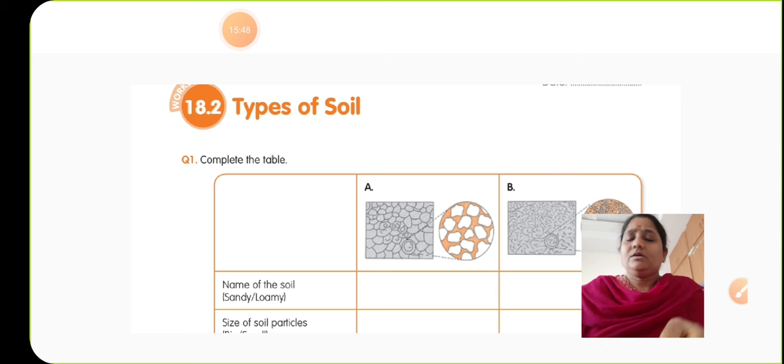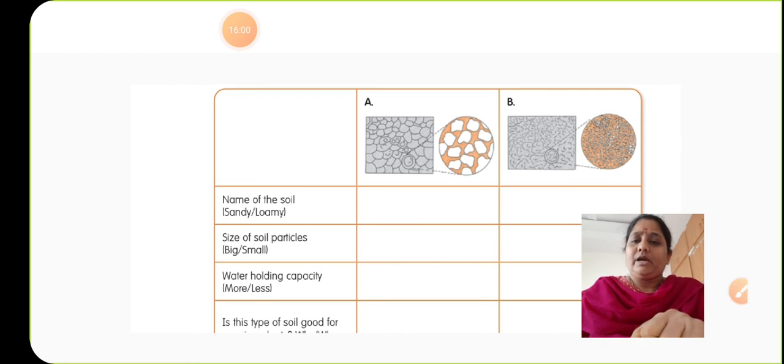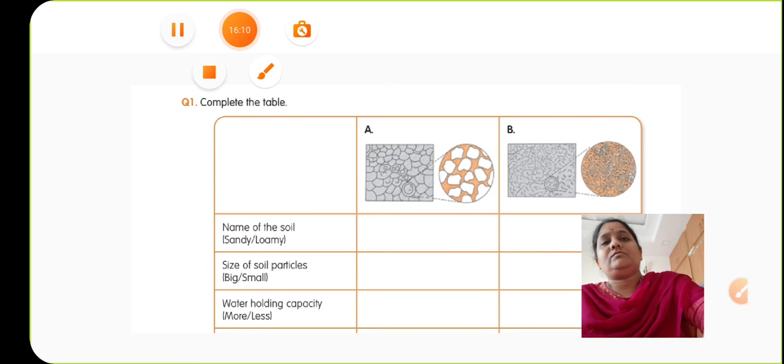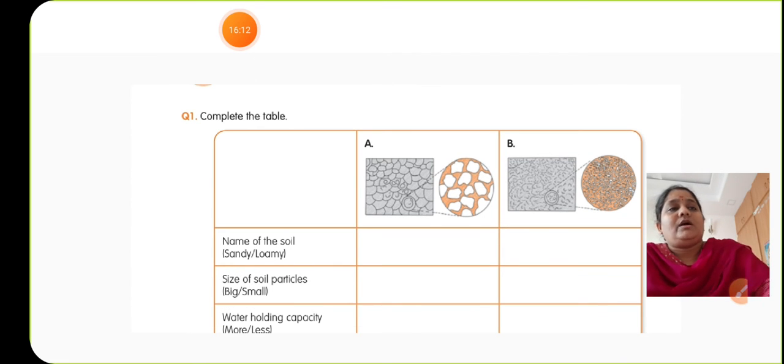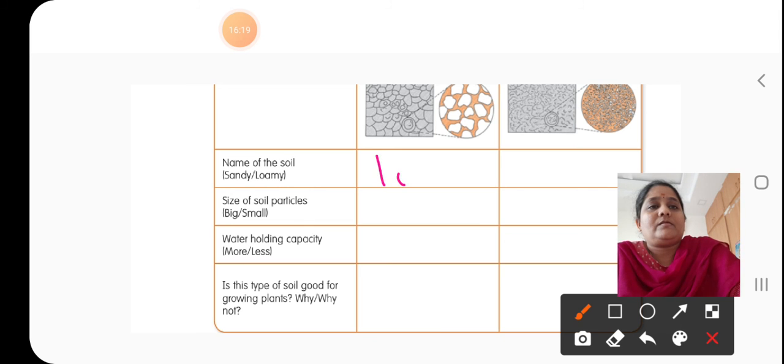In the worksheet, the first question is complete the table. They have given two pictures here and they are asking to complete the table. Name the type of soil here. The first one is loamy. So, as per the given pictures, the first soil is a loamy soil, and the second one is a sandy soil.